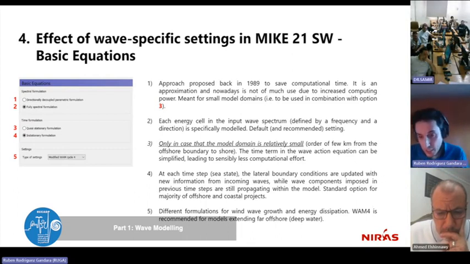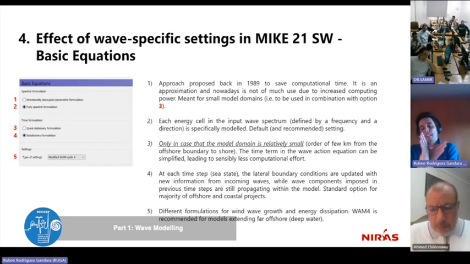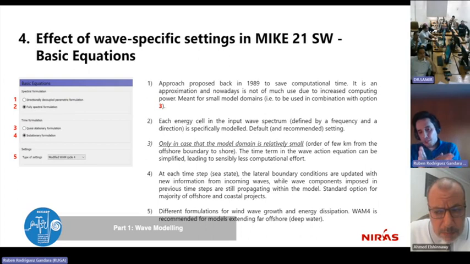So if you go for section 1, what it will do is that Mike will interpret the joining of your energy spectrum and your dispersion equation in a different way. So each of those packages that are going to be simulated will not interact non-linearly with each other.